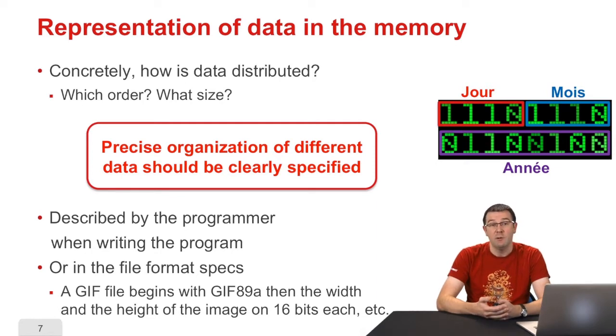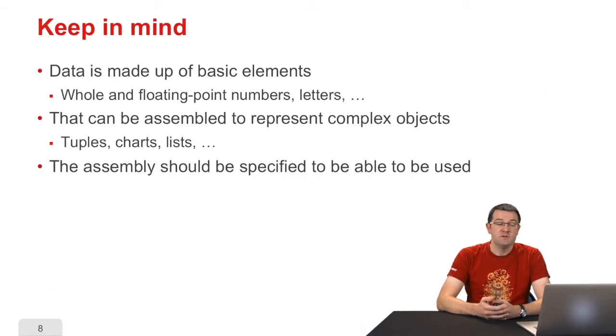When the format of the file isn't open, people can generate it, but others may not be able to read it. So we can keep in mind that data is made up with basic elements, whole numbers, floating point numbers, and maybe letters or other things. And these elements will be combined to represent more complex data, with tuples meaning assembling elements, charts or lists, etc. that can contain a lot and enlarge or shrink, depending on the programmer and on the user.